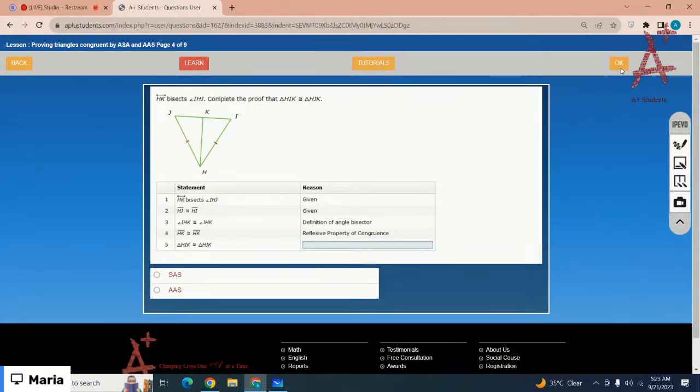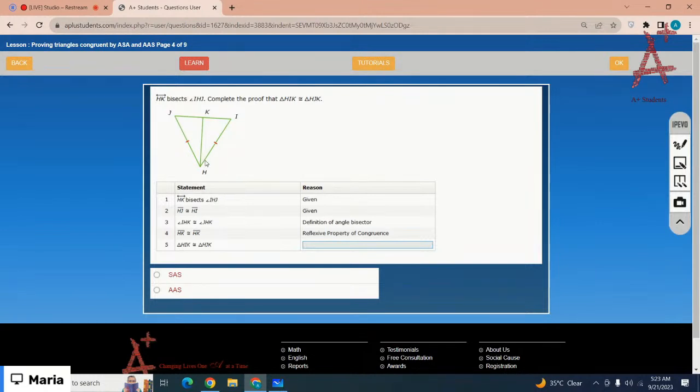The next one is HK bisects angle IHJ. Where is HK? Okay, here is the line HK that bisects angle IHJ. Complete the proof that triangle HIK and triangle HJK are congruent, right? So you are given that HK bisects angle IHJ, right?